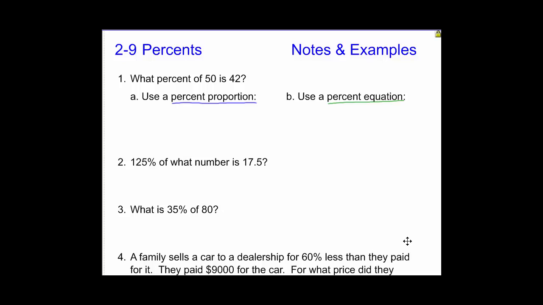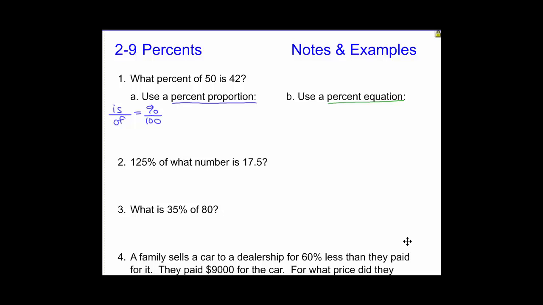So let's start with number 1. What percent of 50 is 42? Now, the percent proportion equation is what, if you've heard of this before, you've been taught. The equation goes something like this: is over of equals percent over 100. So when you represent the problem, you look for the word is, you look for the word of, you look for the word percent or the percent symbol, and you put those numbers in those spots.